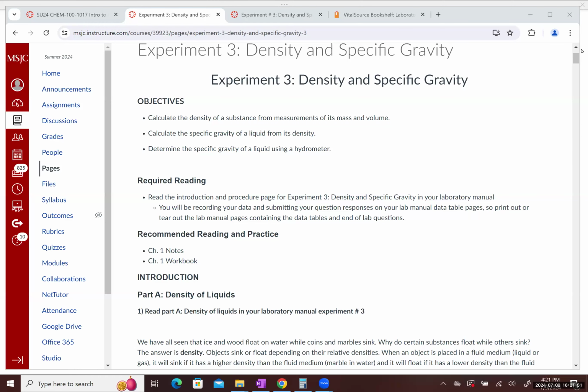Okay, let's get started with our laboratory discussion today. Today we'll be doing a full overview of Chem 100 Experiment 3, Density and Specific Gravity.